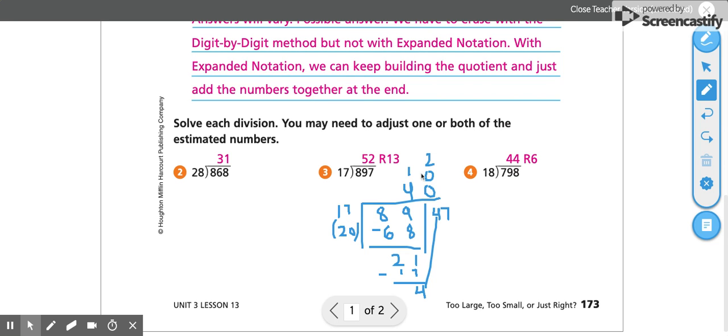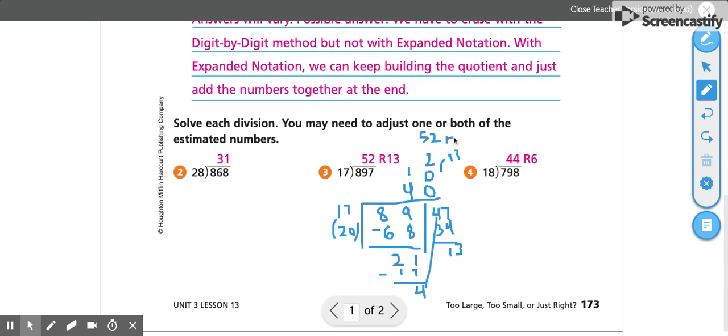And now I do my 17 times 2, which gives me 34. Now I subtract, and this will be my remainder because I'm in the ones column. So 7 minus 4 is 3, and 4 minus 3 is 1. So I have a remainder of 13. And then I just add these up. So let's see if it worked. If I do 40 plus 10, I get 50, plus 2, I get 52. Remainder of 13, which is exactly what the answer is.